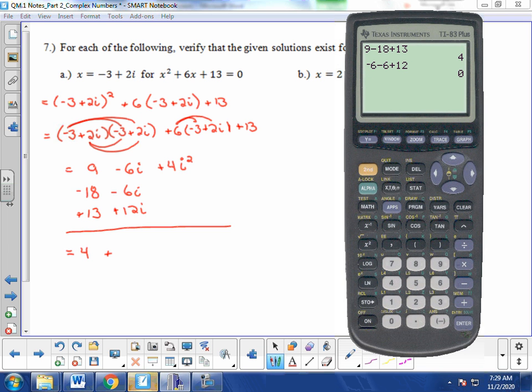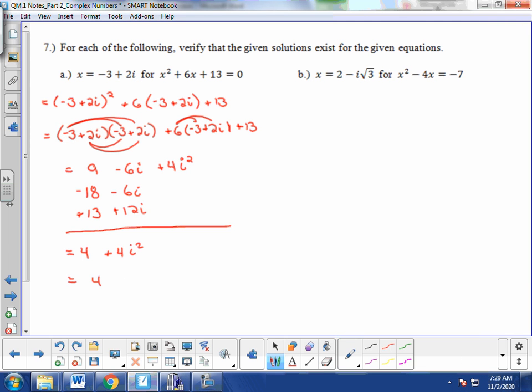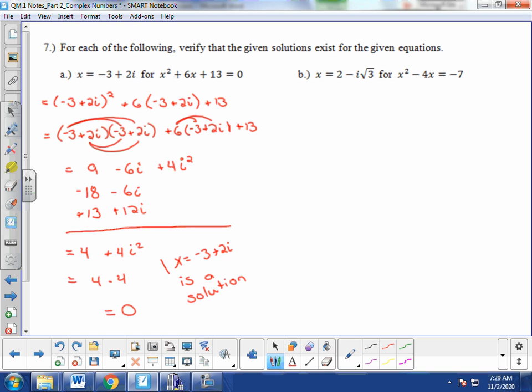And I can bring down my 4i squared. Remember, i squared is just negative 1. So this is essentially 4 times negative 1, which is negative 4. So what I get is 4 minus 4, which is 0. So when I substitute in x for this equation, this is a solution. So x equals negative 3 plus 2i is a solution because it allows that equation to equal 0 once we substitute.